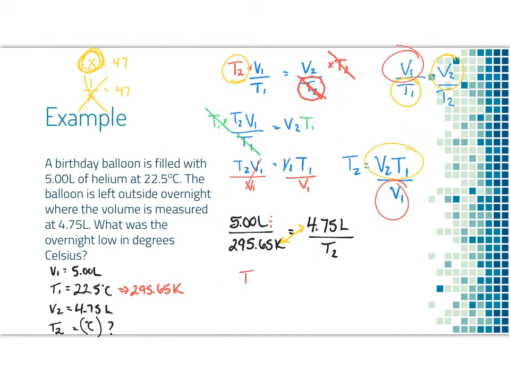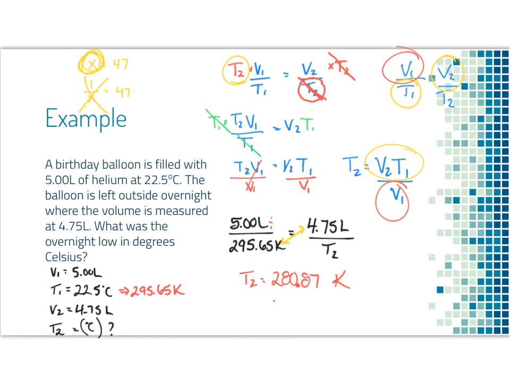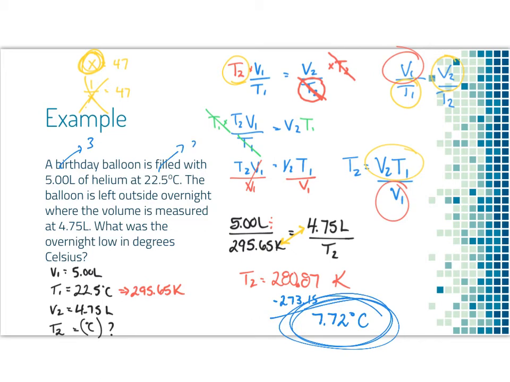I get that T2 equals 280.87. Now, what unit is this? Remember, temperature values are always in Kelvin. We were asked for what it is in degrees Celsius, though. So to get to degrees Celsius, we need to subtract 273.15 from it. And we get that our final answer is 7.72 degrees Celsius. Final answer. Again, I had 3 significant digits in each of these values, so I'm going to report my final answer to 3 significant digits.